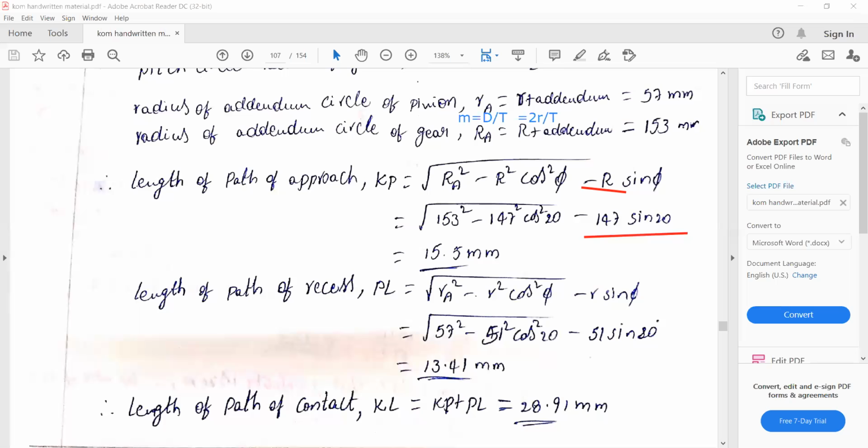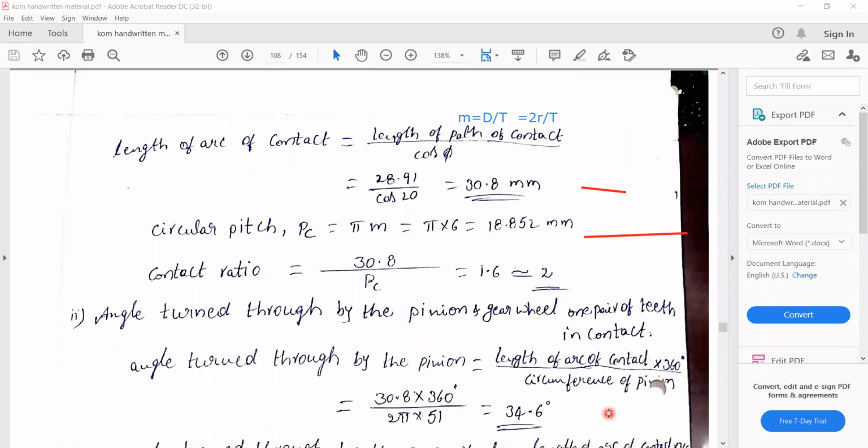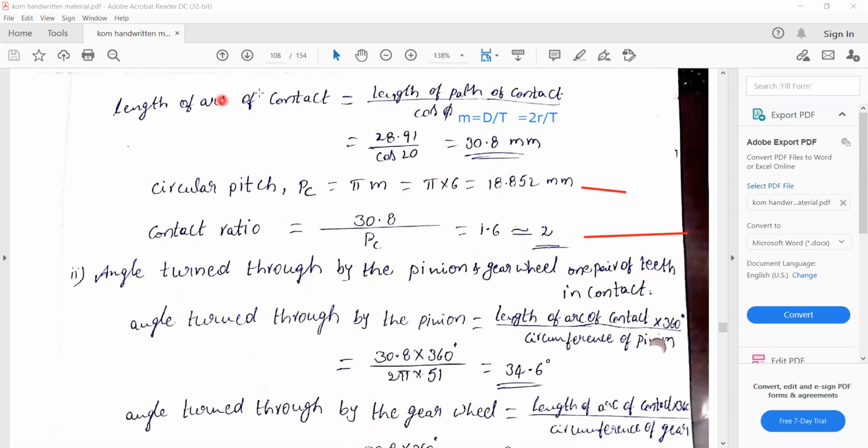Now going to find the path of contact. So that is KL equals KP plus PL. So the value is 28.91 mm. Now we will observe that.